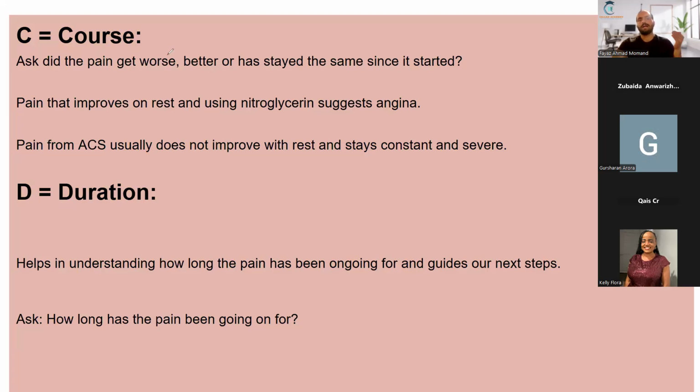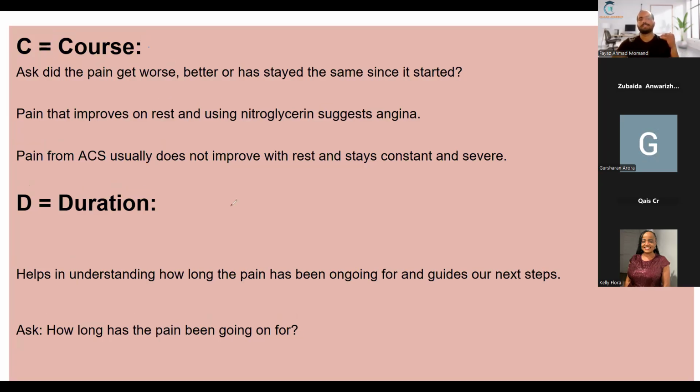Of course, how has the pain been behaving since it started? Did it get better? Did it get worse? Did it stay the same? Ask the patient directly. How has the pain been since it started? Did the pain get worse, better, or has it stayed the same since it started?